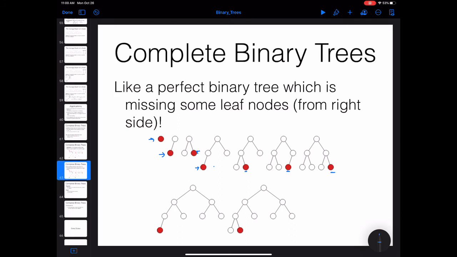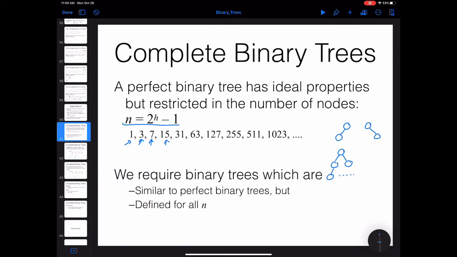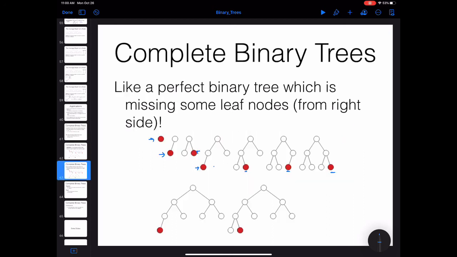Something nice about a complete binary tree is that if you have any number of nodes, you can create a complete binary tree. In a perfect binary tree, the number of nodes that are valid is going to be 1, 3, 7, 15, 31, and so on. So many numbers are not covered. But if you have any number of nodes, you can create a complete binary tree. So it is much less restrictive in the form of a tree.